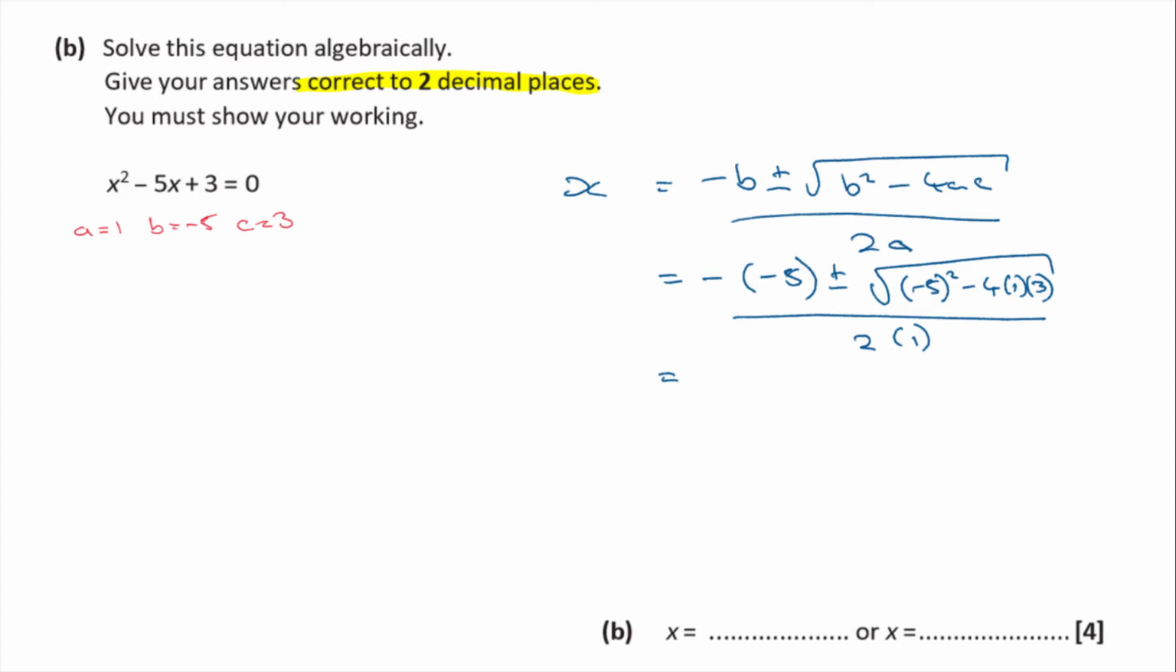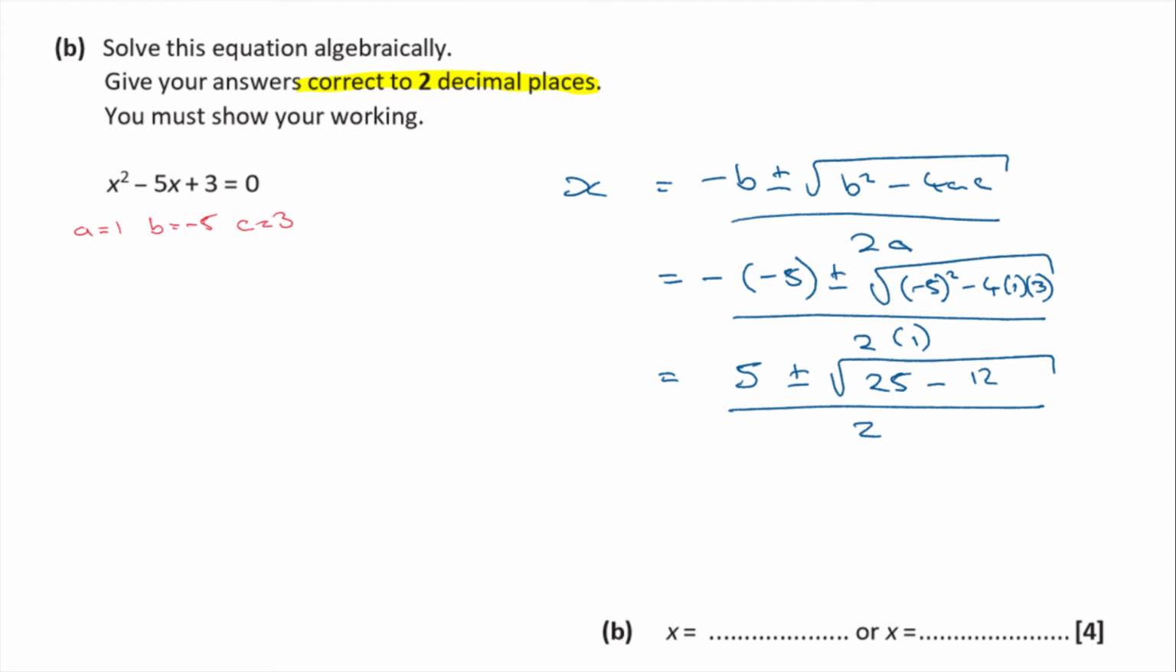I'm quite good at simple arithmetic. I'm not always quite so good at typing things into the calculator, so I make fewer mistakes with working stuff out than typing, so I'm going to simplify it as much as possible before I type it in. So minus 5, that's 5, plus or minus, I've got negative 5 squared, that's going to be positive 25, minus 4 times 1 times 3, that's 12, isn't it? All over 2 lots of 1, which is just 2.